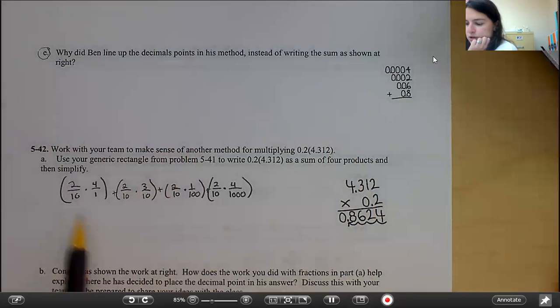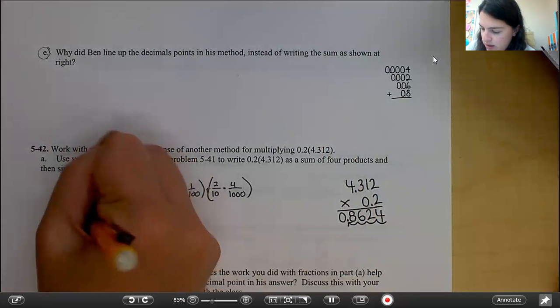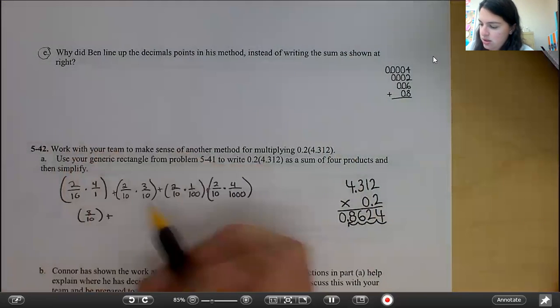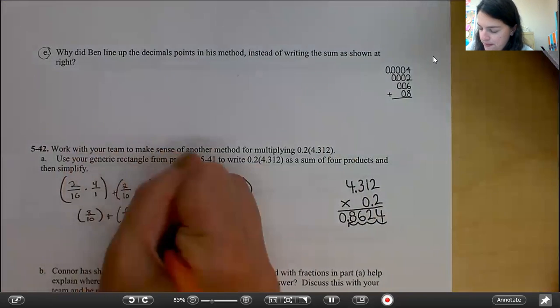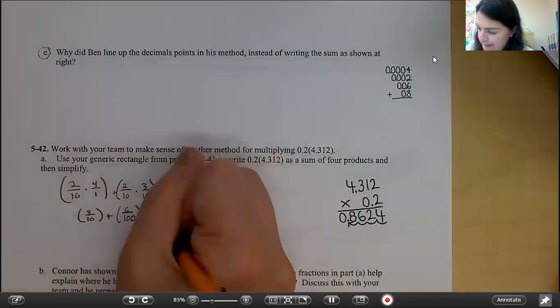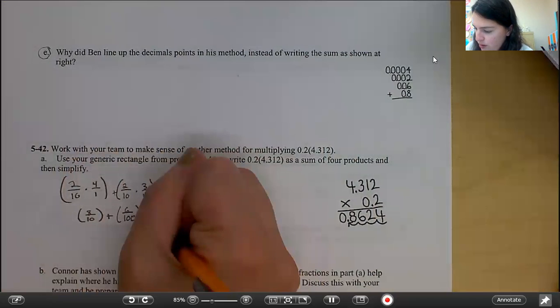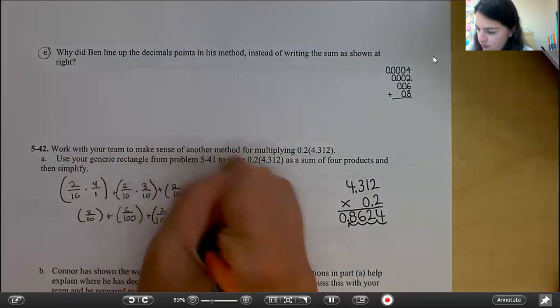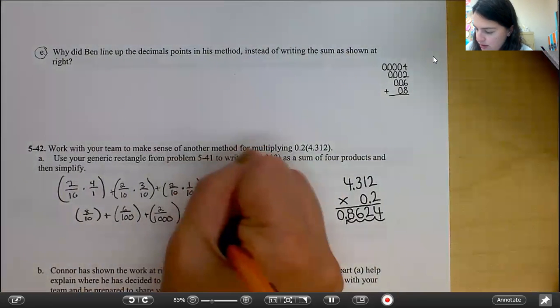So this is where it gets a little messy. So we have, again, 2 times 4 is 8. So we have 8/10 plus 6/100 plus 2/1,000 plus 8/10,000.